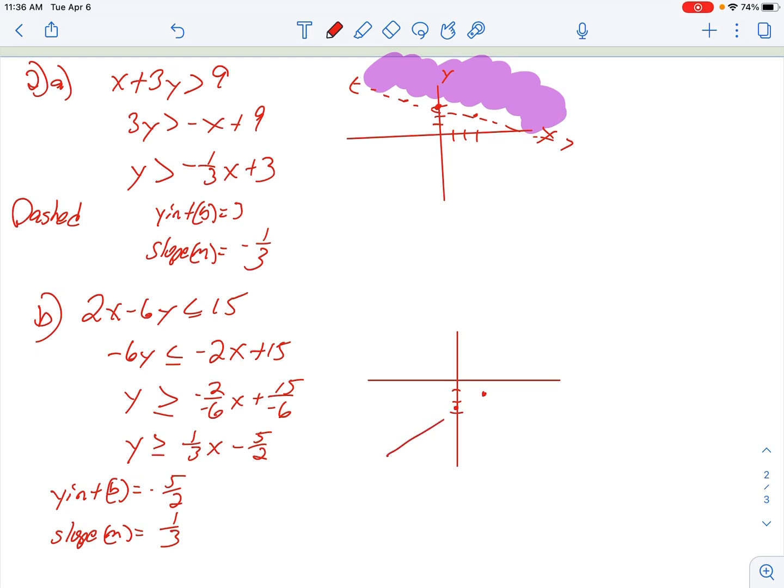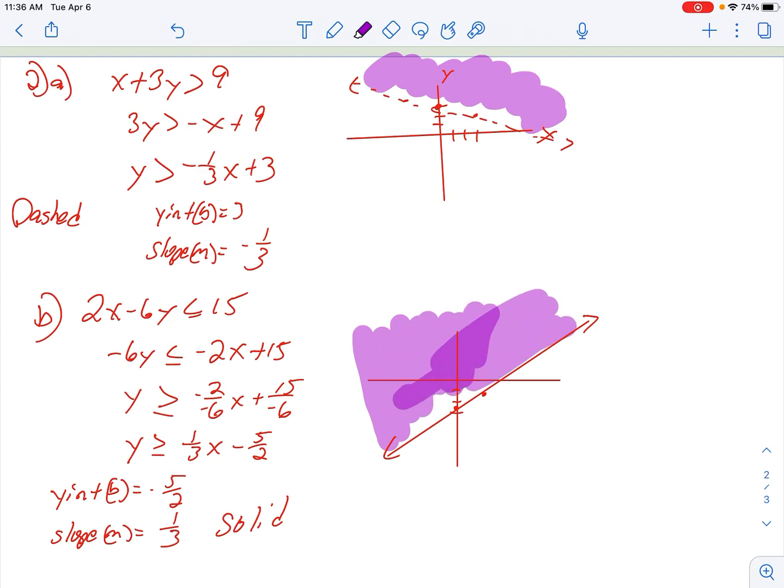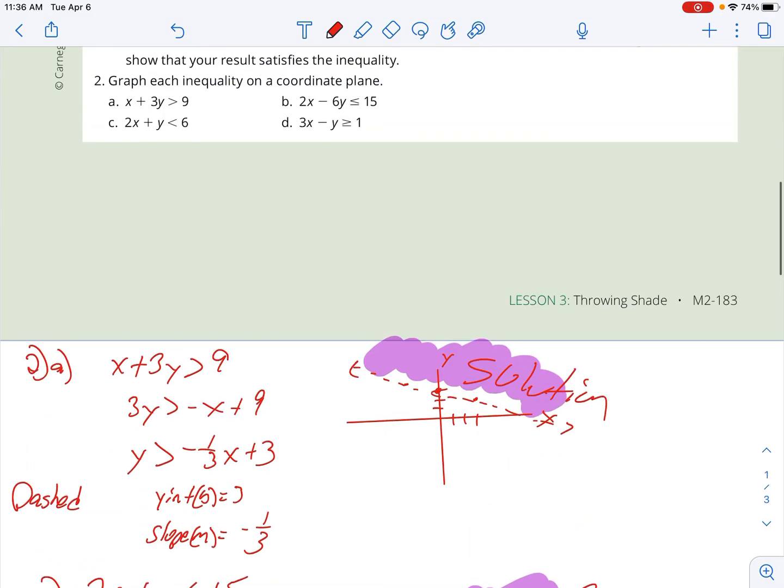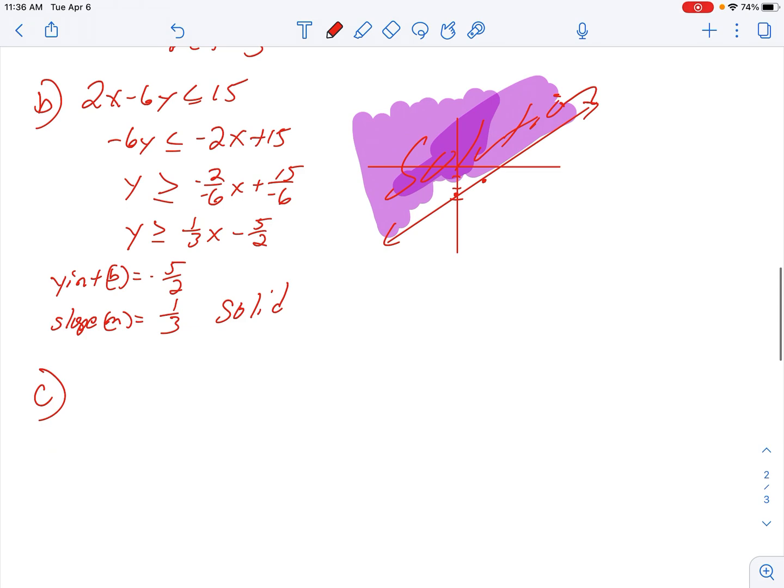Now it's going to be a solid line because there is an or equal to there. And because it's greater than, I want numbers that are going to be above that because it's read as greater than or equal to. So everything up here is my solution. Okay, letter C. 2x plus y is less than 6. Subtract y, and then let's go graph it.